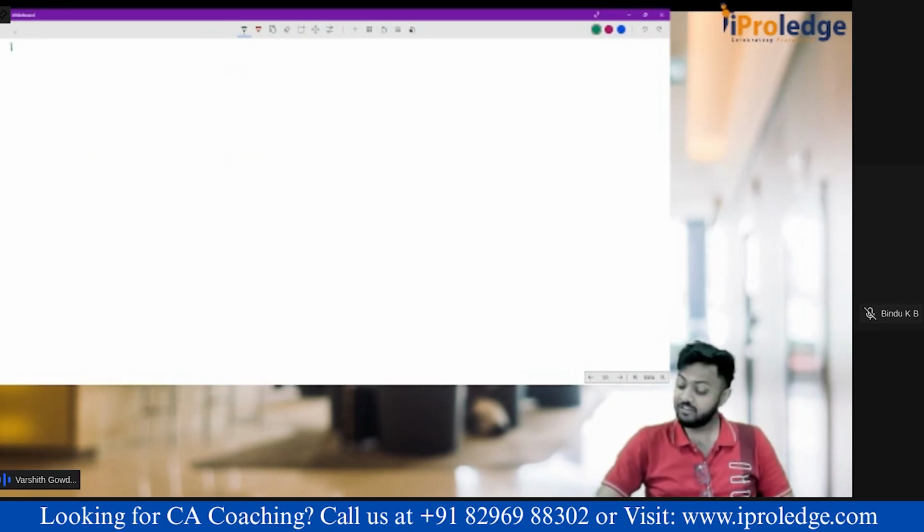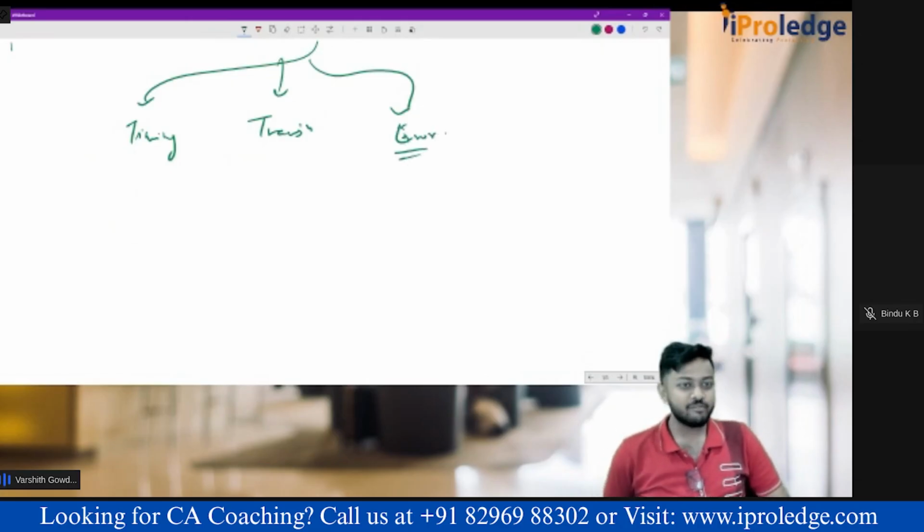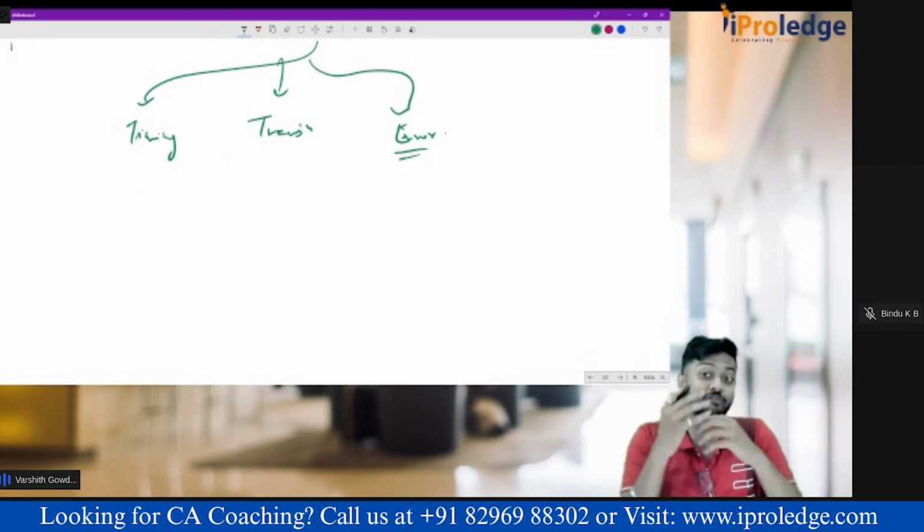So, there are 3 differences. The differences can be divided into 3 parts. One is timing difference, one more is transaction difference, and one more is differences because of error. Okay. First one is timing differences.